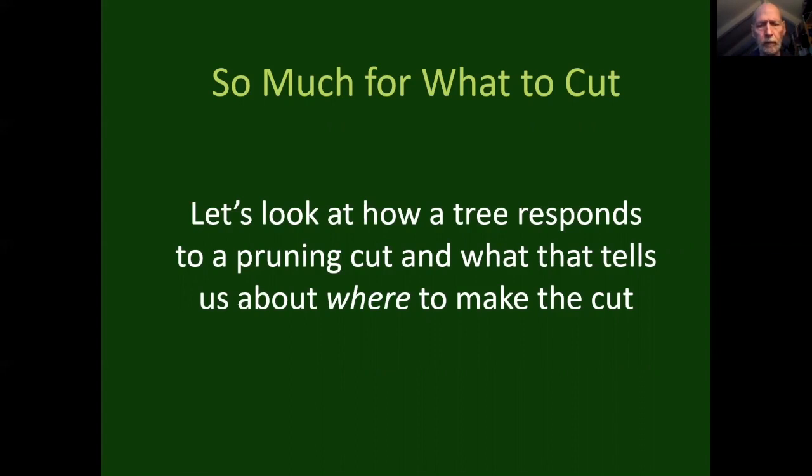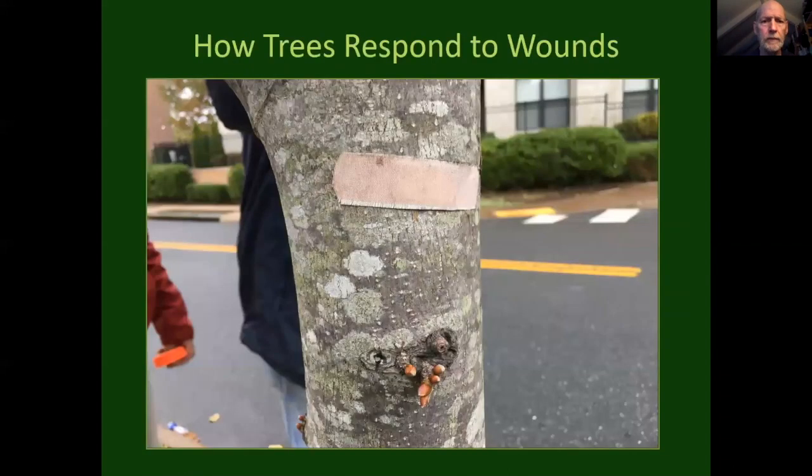So we've been looking at what kinds of things have to be cut. Now we're going to switch to some science here. We have to figure out where to make the cut. And the way that the tree responds to a pruning cut or any other kind of injury or trauma tells us where to make the cut. So let's take a look at this. How do trees respond to wounds, whether it's a pruning cut or a natural break? And they don't use Band-Aids.